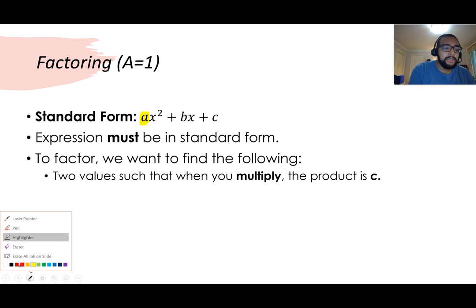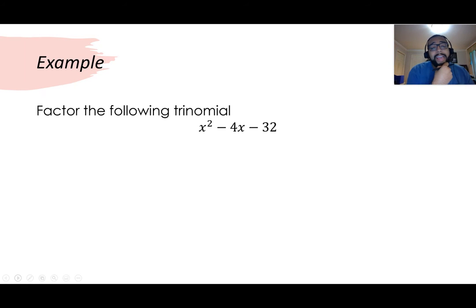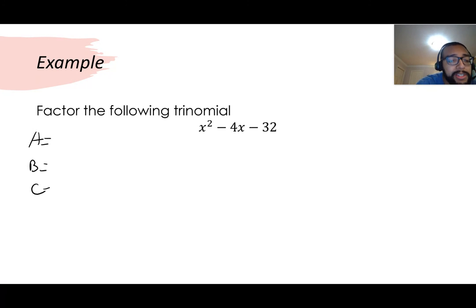We want to find two values such that when you multiply, the product is C, and when you add them, the sum is your B. An example we'll work out together is x squared minus 4x minus 32. With this one, in the standard form ax squared plus bx plus c, our a value in this trinomial is 1. That's great. I love it. And if it helps you, I tend to tell my students to write out what their a, b, and c is so they are aware of what their goals are.